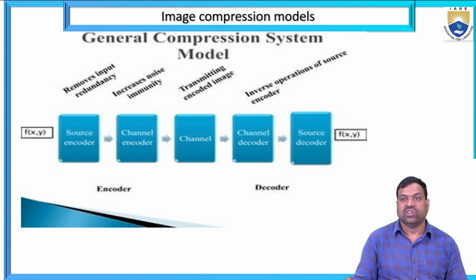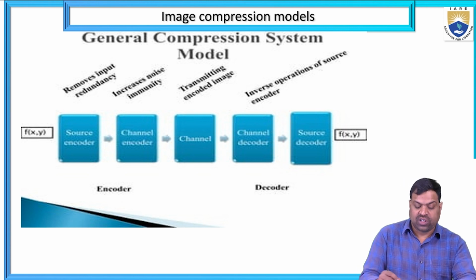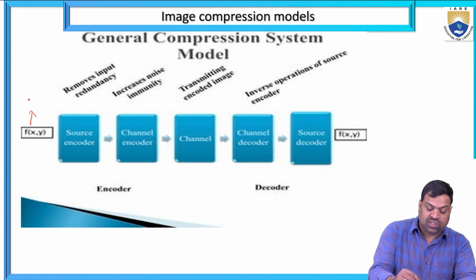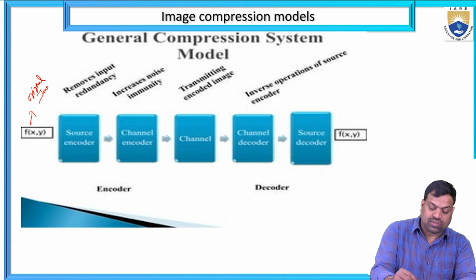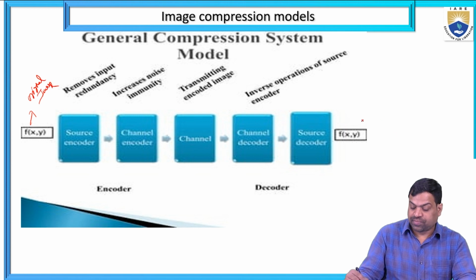So a general compression system model has two parts, an encoder and a decoder. Here f of x comma y is the original image, and the output is a compressed image.